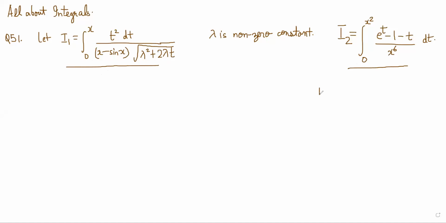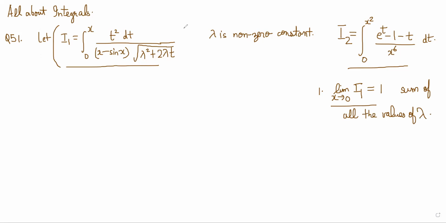And the first question that is being asked is: limit x tends to 0 of I1 is equal to 1. This is given to us. We have to find the sum of all the values of lambda. So the limit as x tends to 0 of this integral is given to us, right?